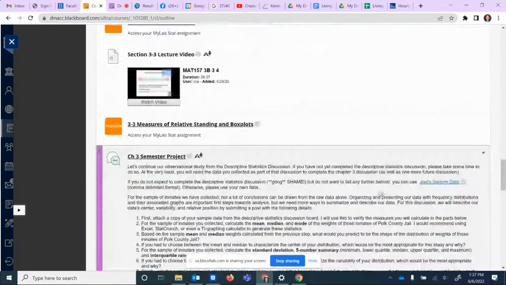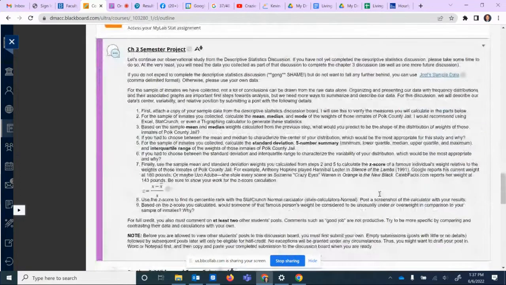And so if we go down to chapter 3, semester project, hopefully you have your data that you gathered from the discussion last week. And what they're asking you to do here is to find the mean, median, mode of their weights, I think. And then you can do that on Excel or StatCrunch, whatever. I would encourage StatCrunch. Just load your data in there and crank it, do your 5-number summary. Most people don't have any problem with that.